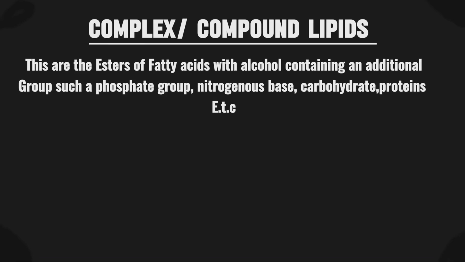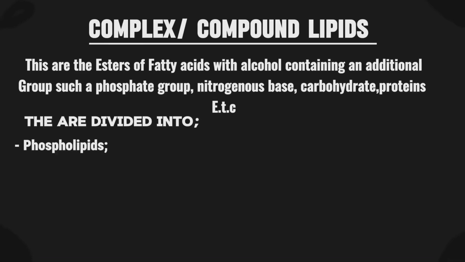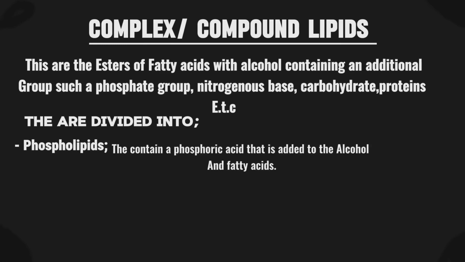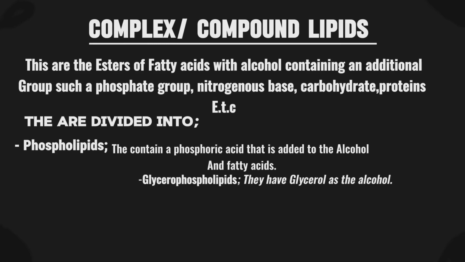These complex or compound lipids are further divided into phospholipids. What are phospholipids? Phospholipids contain a phosphoric acid that is added to the alcohol and the fatty acid. There are two types of phospholipids. One is the glycerol phospholipids. These are the phospholipids that contain glycerol as the alcohol, meaning that glycerol is the backbone.